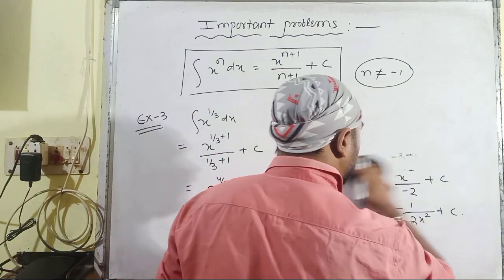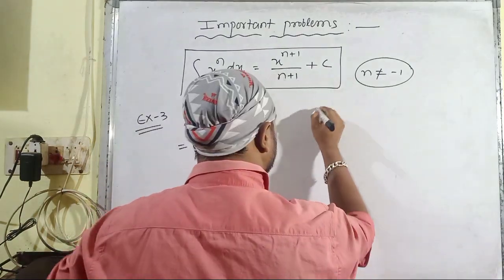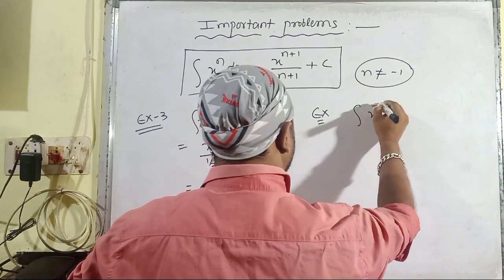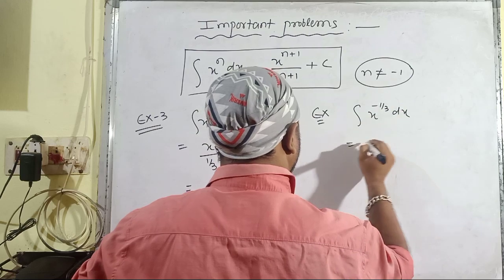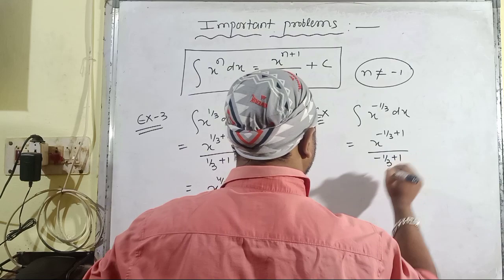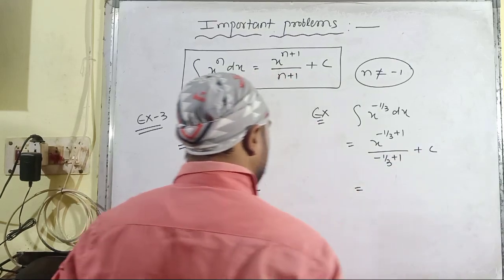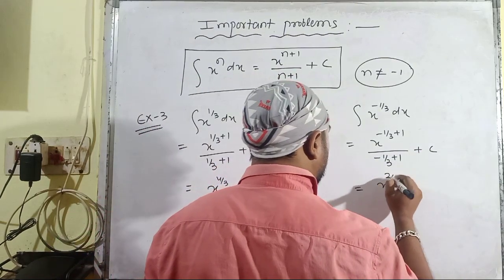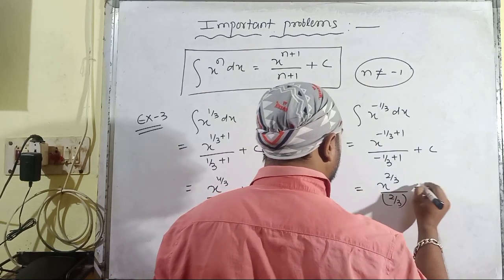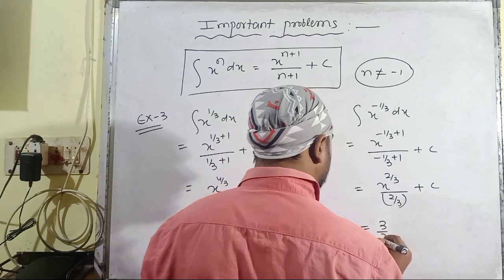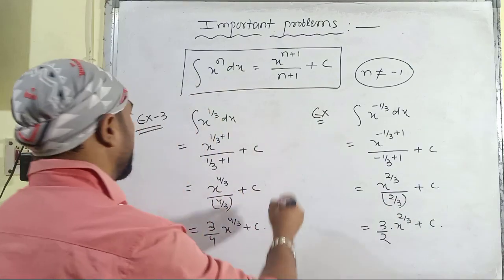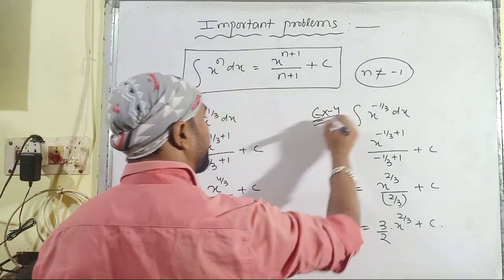Then example number 4, just consider the negative part of 1 by 3, that means integral of x to the power minus 1 by 3 dx, it will be x to the power minus 1 by 3 plus 1 divided by minus 1 by 3 plus 1 plus any constant c. Then it will be x to the power 2 by 3, divided by 2 by 3 plus any constant c. Simplifying, it will be 3 upon 2 x to the power 2 by 3 plus any constant c. Okay, this is example number 4.